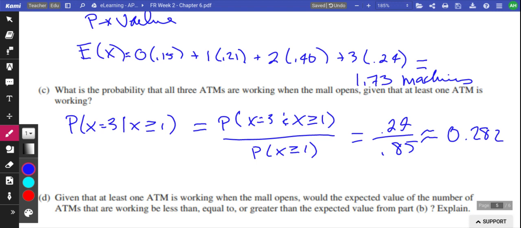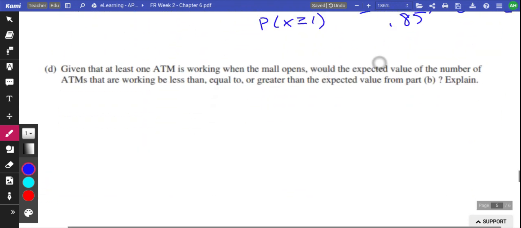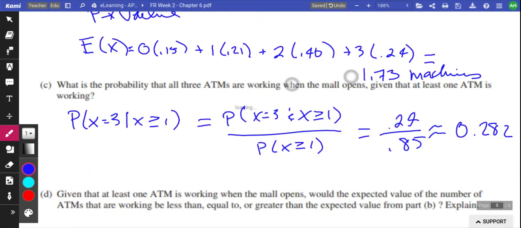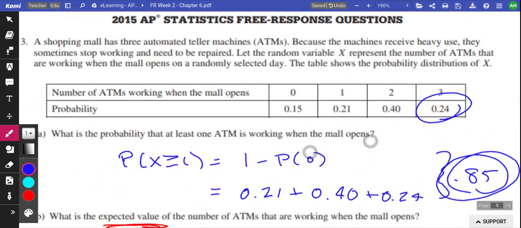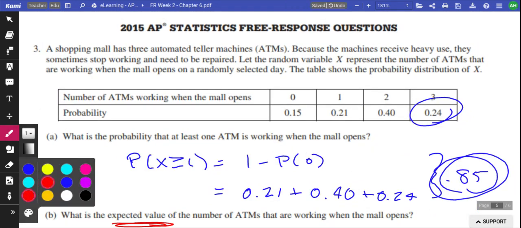And the last question, given that at least one ATM is working when the mall opens, what would be the expected value of the number of ATMs that are working, less than, equal to, or greater than the expected value from Part B? Explain. All right, so think about what's going on. If we're looking back up here, what universe are we living in? If you know that we have at least one ATM working, what's the universe that we're working in? It is this area here, okay?